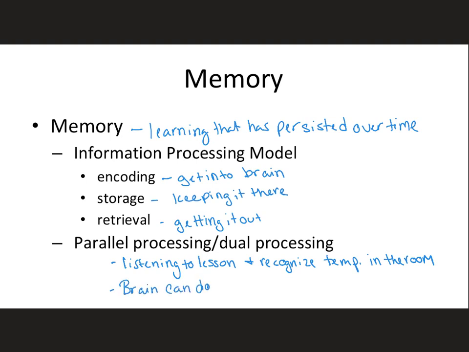Now, I want to be careful with this because it cannot play video games and study at the same time, or listening to some types of music can be ineffective. Because what's happening is it's preventing that information from being stored properly. So you have to be careful when we talk about parallel processing and dual processing. It just means that your brain can take in different types of information at the same time. It doesn't mean that it stores it.